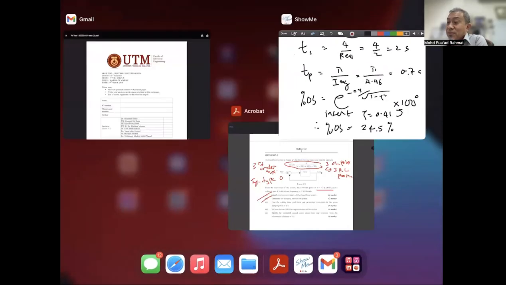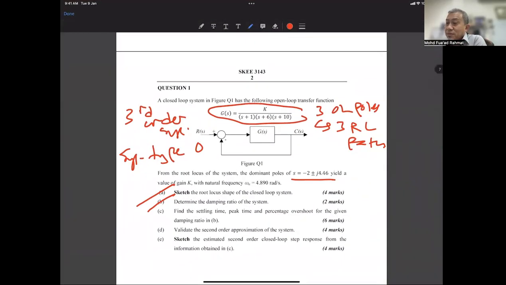Okay, so that one is settled. Validate the second order approximation. How are we going to carry out this?